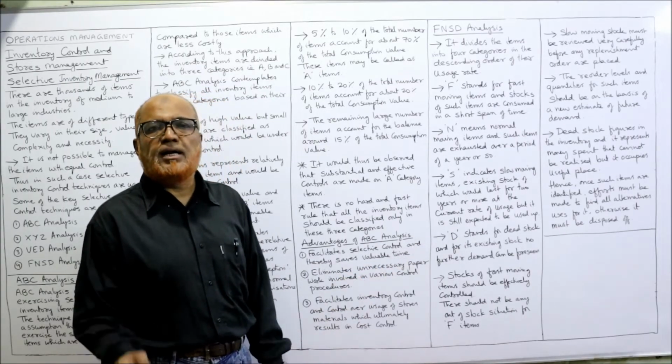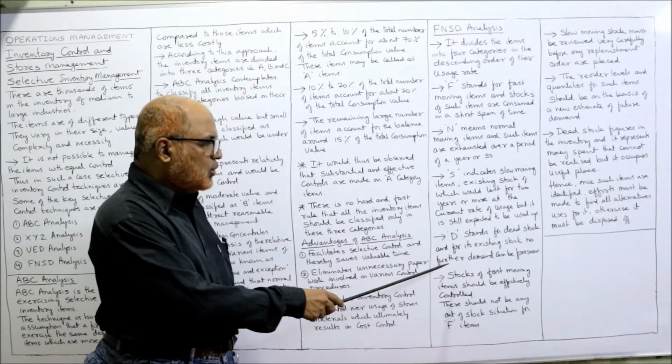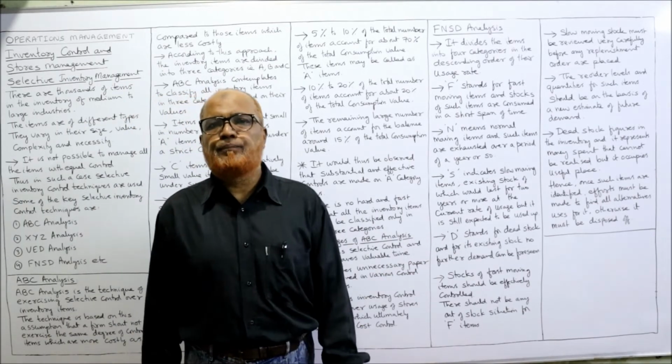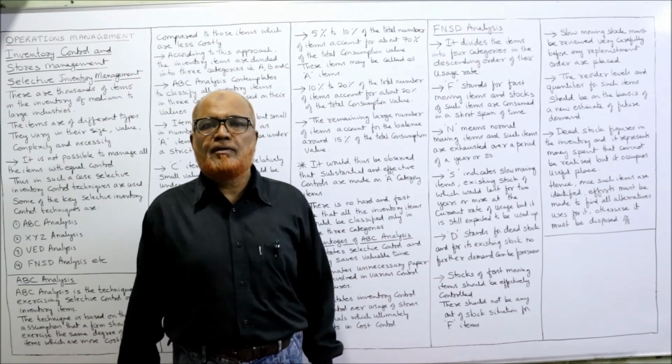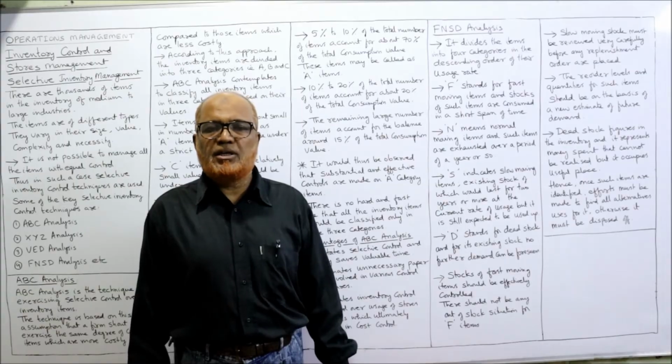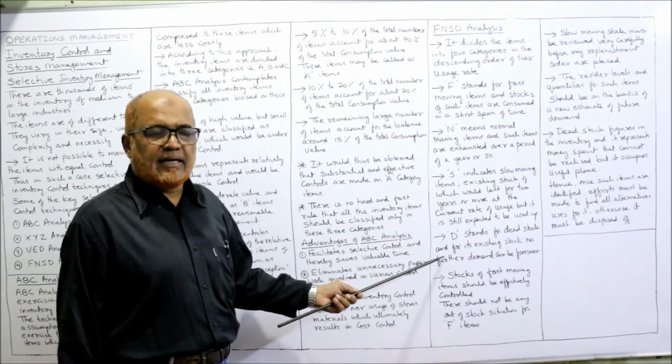D stands for dead stock. And for its existing stock, no further demand can be foreseen. That means inventory items are there, but there is no possibility of their usage in the near future. These are called dead stock.